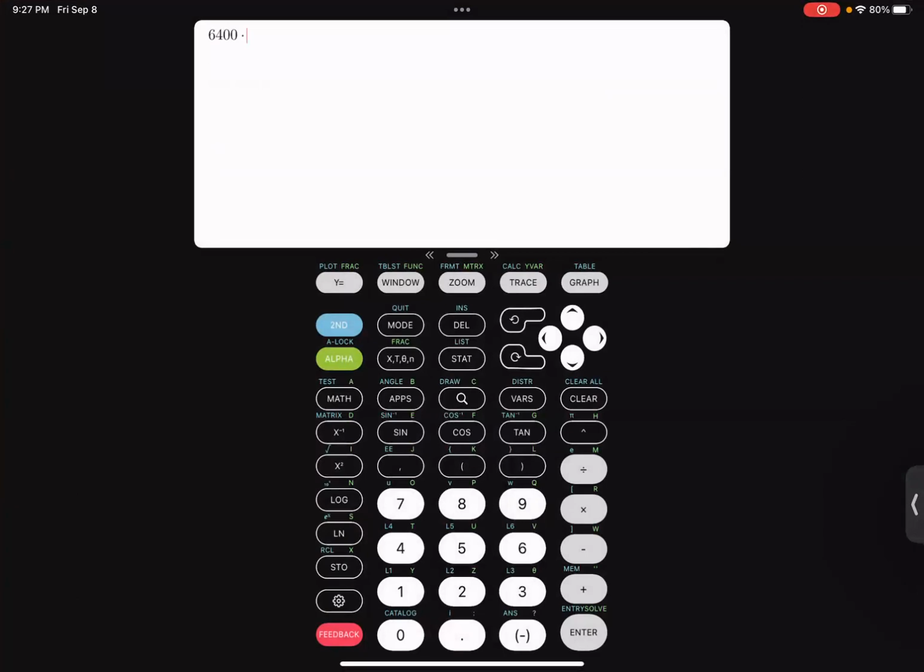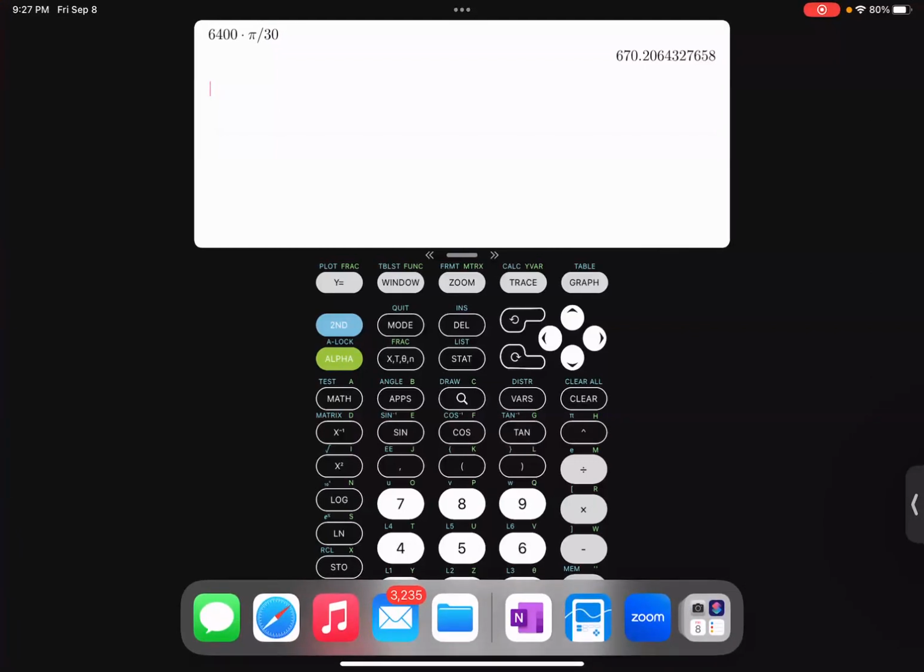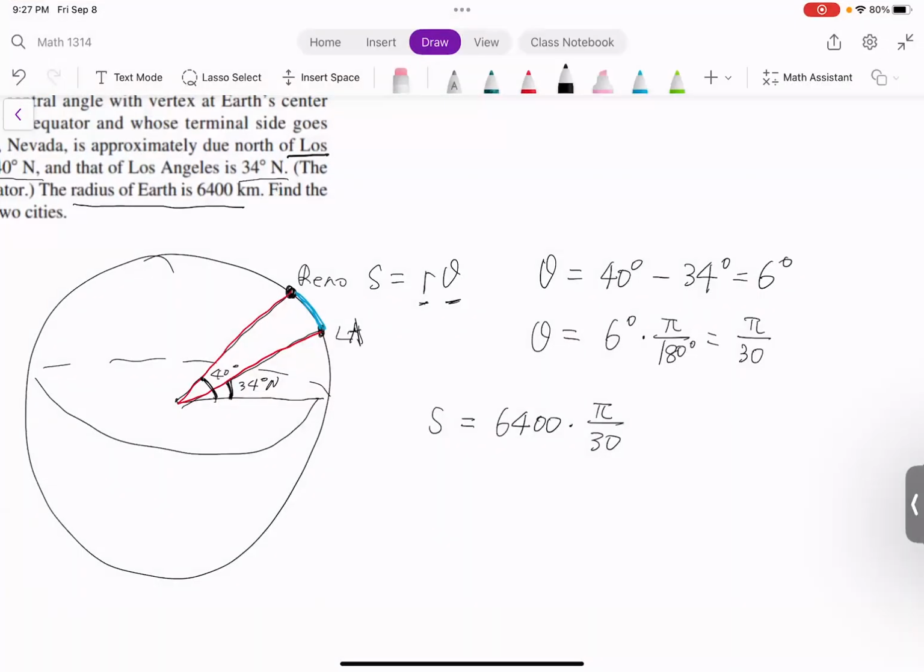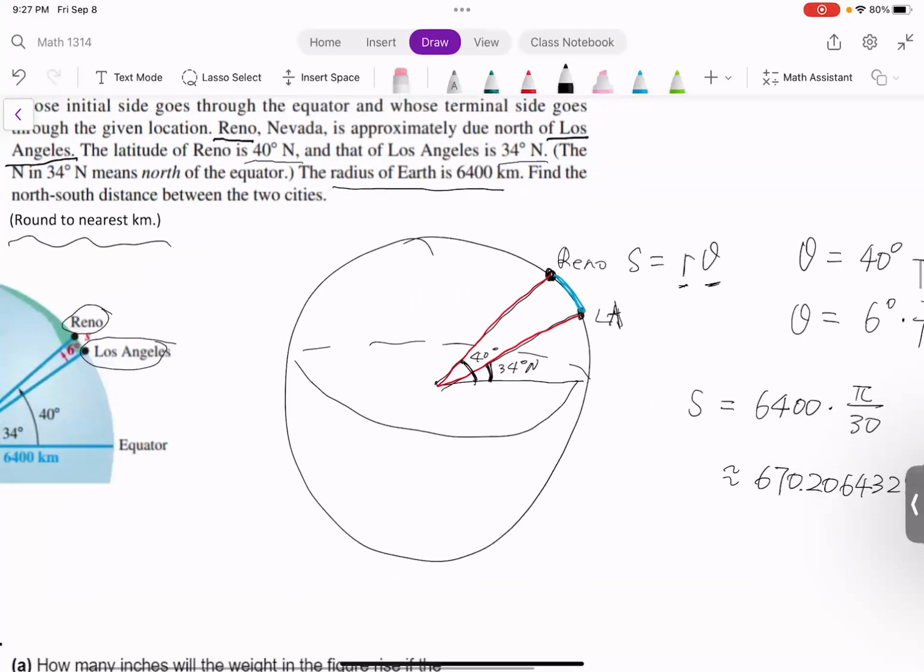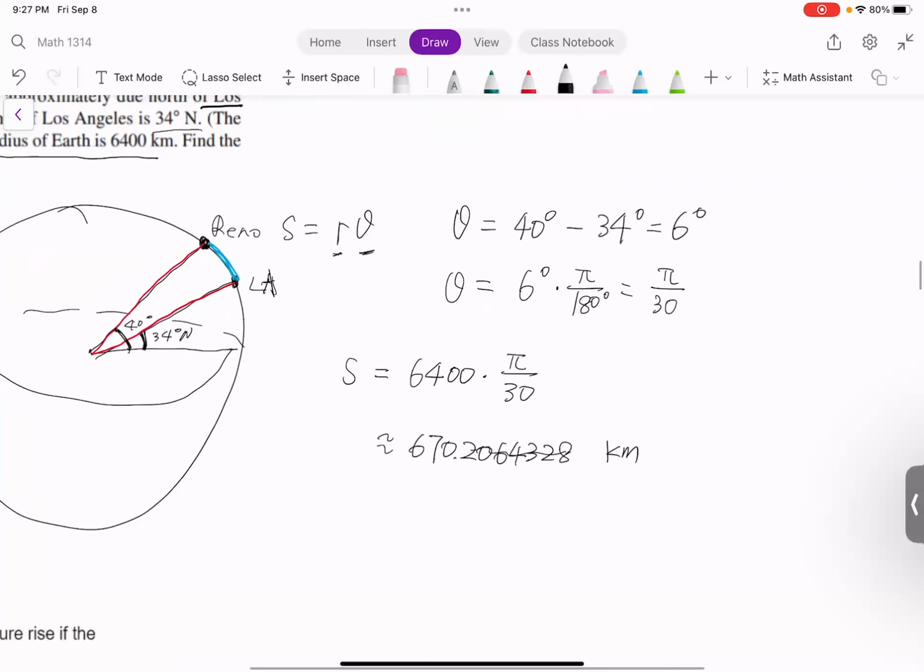6,400 times pi divided by 30. Hit enter. So this is a distance. The distance is about 670.2064328 kilometers. But let's see the question. Round to the nearest kilometer. That means I don't need these decimals.